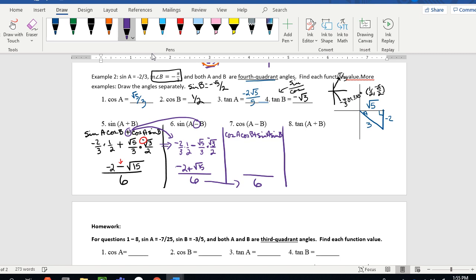So this one's going to be tangent of A plus tangent of B over 1 minus tangent of A times tangent of B. So the tangent of A is going to give me negative 2 root 5 over 5 plus negative root 3, all over 1 minus negative 2 root 5 over 5 times negative root 3. All right, I'm going to simplify the top, then simplify the bottom.